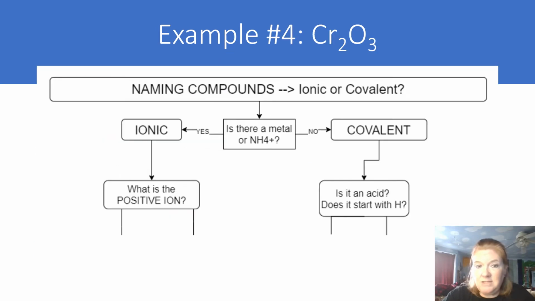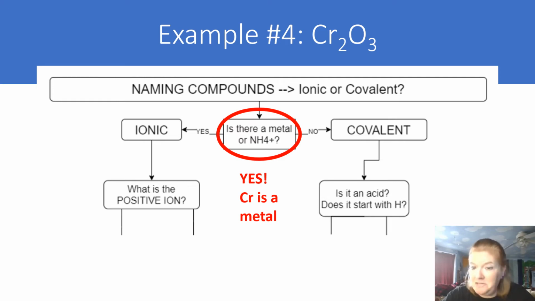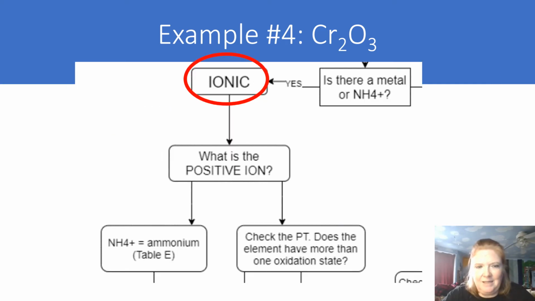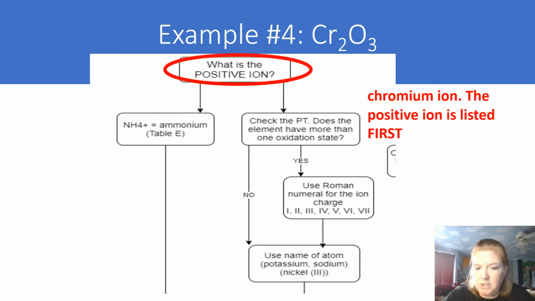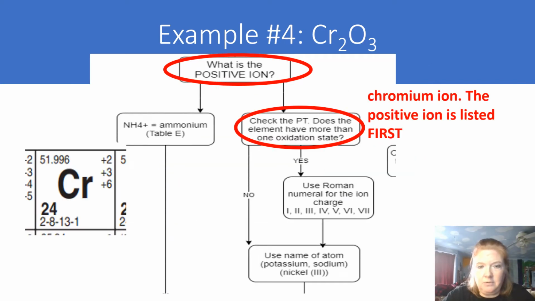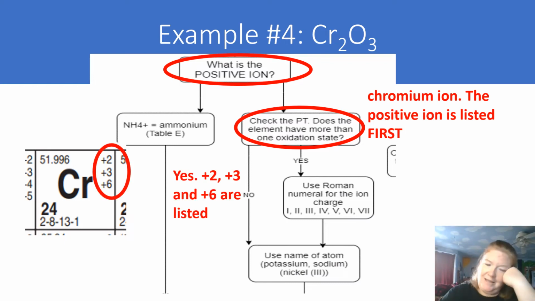Let's look at another example. Is there a metal? Yes, Cr is a metal. So it's ionic. Since it's ionic, what's the positive ion? Well, the chromium ion, the positive ion, is listed first. Chromium ion. Check the periodic table. Oh my goodness, it has so many. So yes, we have +2, +3, and +6 as options. So I have to use a Roman numeral.